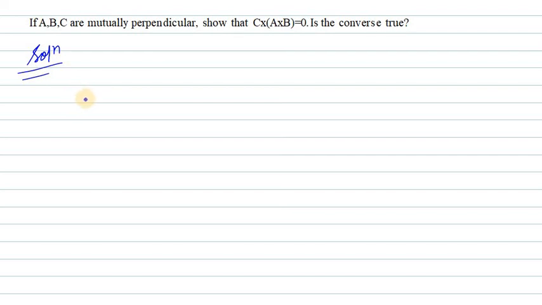Hello everyone, let's start with question number 6. It says if A, B, C are mutually perpendicular, show that C cross A cross B equals 0. Is the converse true? So in this we need to first show that C cross A cross B equals 0.